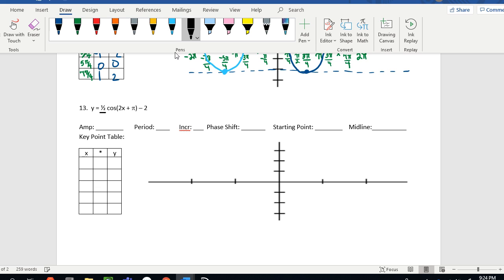All right, so amplitude is 1/2. The period comes from the B. So period is equal to 2 pi over 2. So that gives me pi. Increments is going to be pi divided by 4, or period over 4.